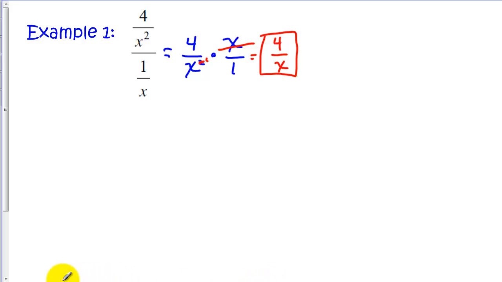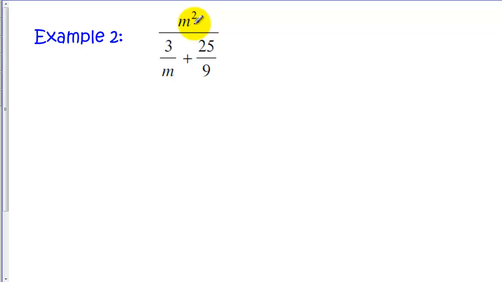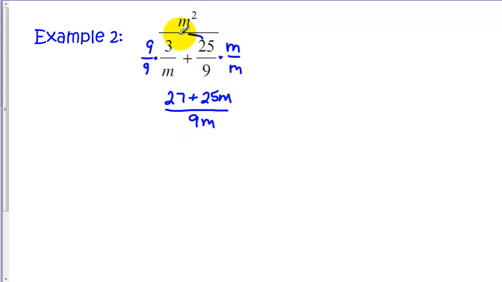All right, let's look at something slightly more difficult. So here, in our numerator, we have a single fraction, because we can make it a fraction by putting it over 1. But down here, we have an addition. Remember, to get addition, we need a common denominator. So I need to multiply this fraction by 9 over 9 because I'm missing this 9 over here. And in this fraction, I'm missing the m. So I need to multiply by m over m. So in our denominator, if we simplify this, I've got 9 times 3, I've got 27 plus 25m, and that's over my common denominator, which is 9m. So I've replaced this entire denominator with this.